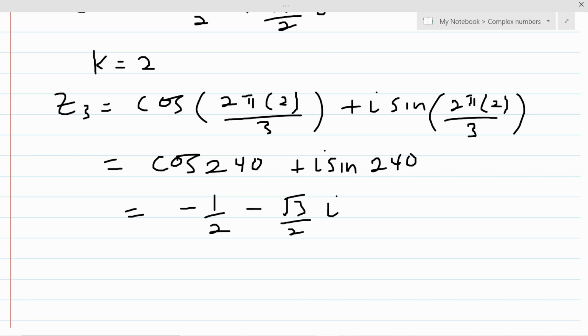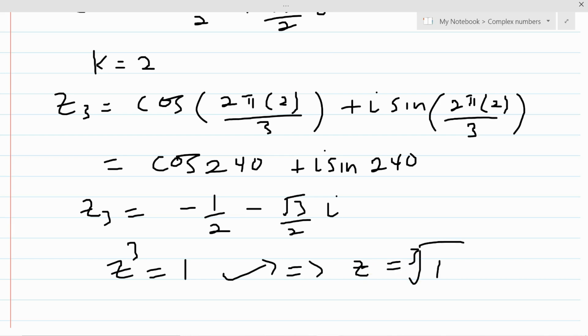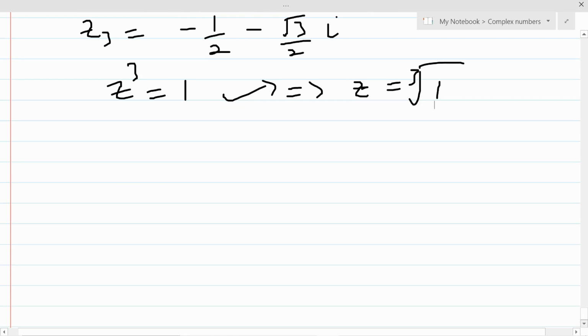So we've been able to find the cube roots of z, where z cubed equals 1, and we were supposed to solve this. The actual thing was we're supposed to find z where z equals the cube root of 1. And 1 is a complex number this time. So with the help of De Moivre's theorem and the cube roots, we've been able to solve for the cube root of a complex number.